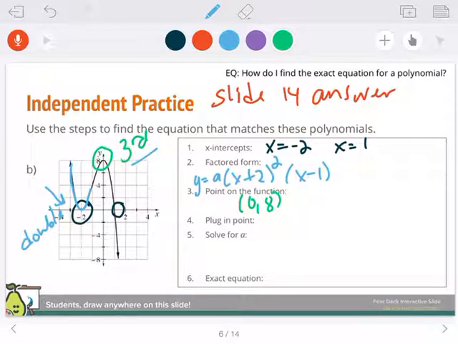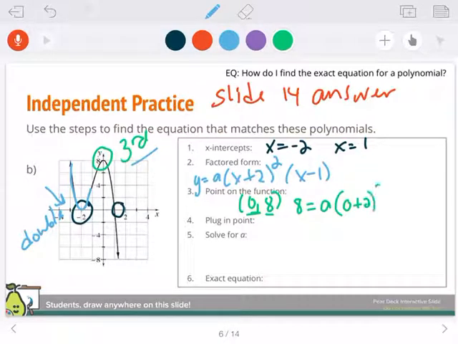Now remember, it's only the x-intercepts that are important for writing the equation. The y-intercept here is perfectly fine to use as a point to plug in. You'd never want to pick an x-intercept to plug in, though, because that won't work. So we're going to plug this in. 8 is going to go in place of y, so we're going to have 8 equals a times 0 is going to go in place of x.